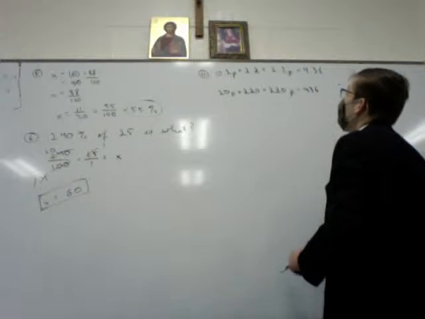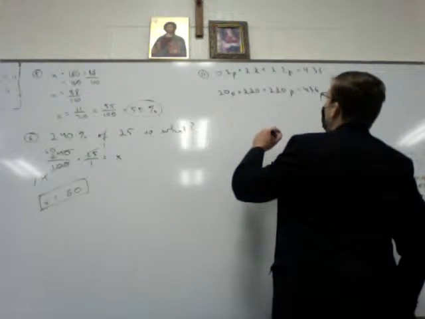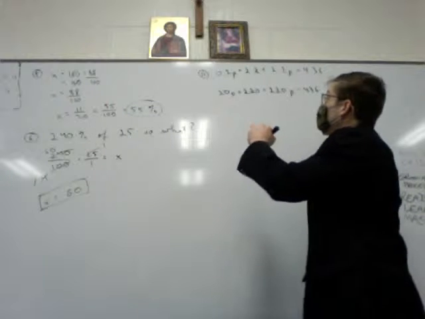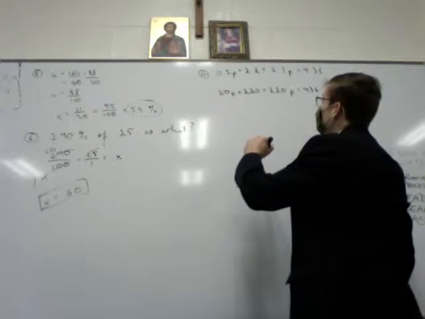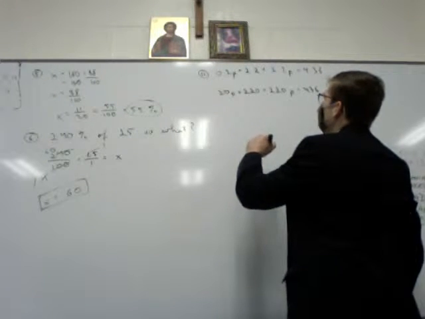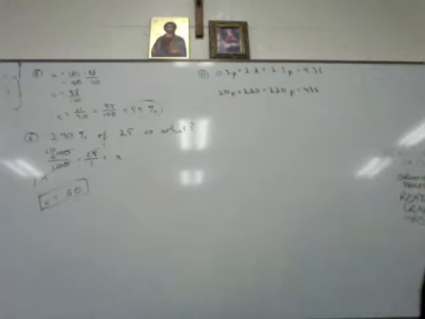We got 20p and 220p. So it becomes 240. Right, so we can combine our like terms. We get 240p. And then you can subtract 220 from each side.